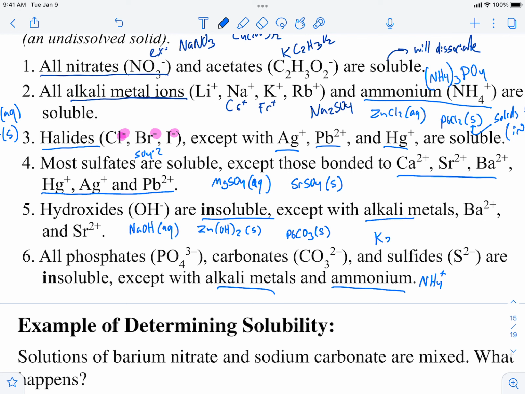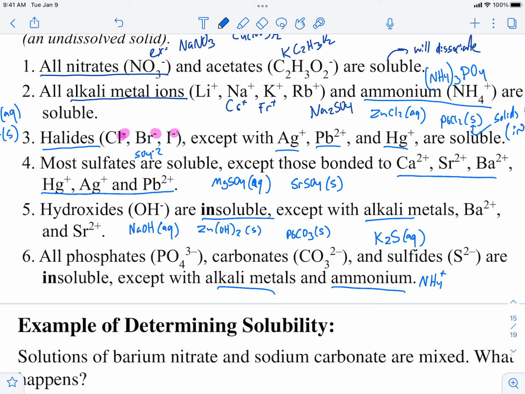What if you saw something like this? K2S. Is that compound aqueous or is it solid? That one is aqueous because the cation is an alkali metal, and those are always soluble. You will not have conflicts between rule 2 and any of the others. They won't conflict, right? So that's kind of nice. But you still have to interpret the rules and the exceptions correctly.